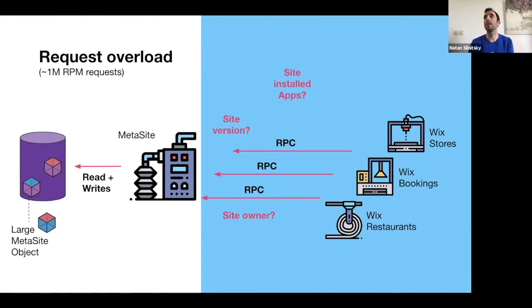So it used to have a lot of overloading with more than 1 million RPM requests. And of course, it also puts a big strain on your database for the service. It needs to have a high amount of reads and writes for the entire MetaSite objects. So the idea here was to split up the requests and have a special dedicated handling for the context of which apps are installed, because that's really interesting for our vertical services.